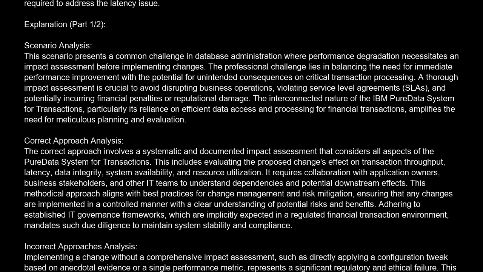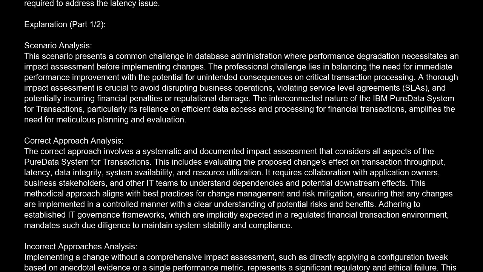The professional challenge lies in balancing the need for immediate performance improvement with the potential for unintended consequences on critical transaction processing. A thorough impact assessment is crucial to avoid disrupting business operations, violating service-level agreements, SLAs, and potentially incurring financial penalties or reputational damage. The interconnected nature of the IBM PureData system for transactions, particularly its reliance on efficient data access and processing for financial transactions, amplifies the need for meticulous planning and evaluation.